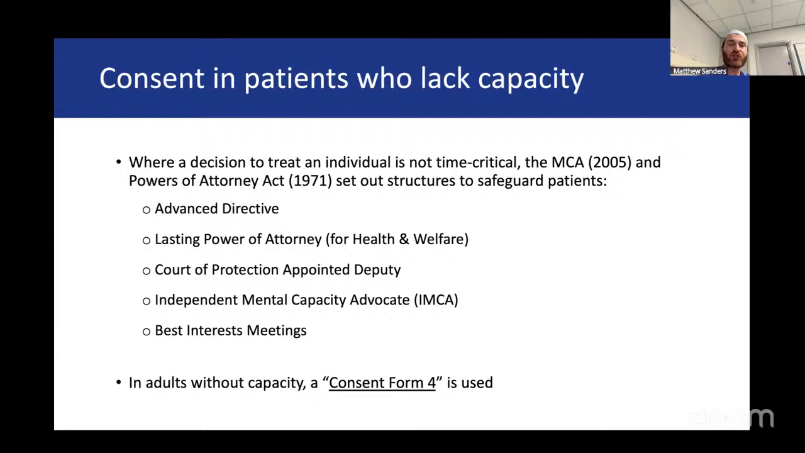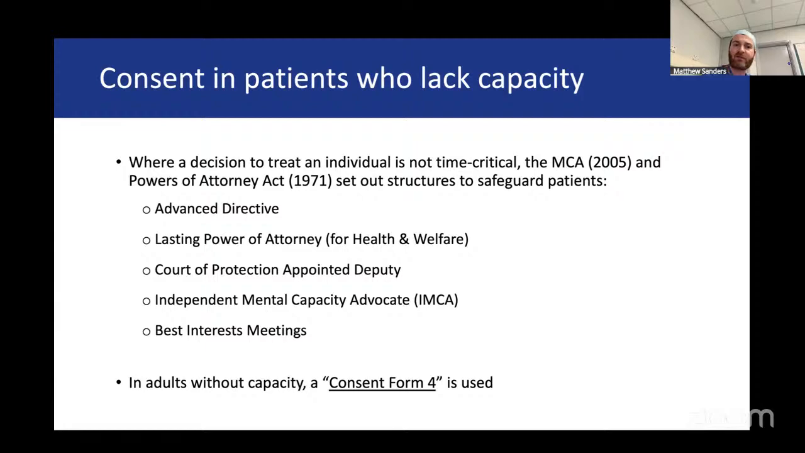So where a decision to treat an individual isn't time critical, the Mental Capacity Act and the Powers of Attorney Act do set out legislative structures to help safeguard patients. So in the UK, a patient can have a legally binding document, formerly known as a living will, now known as an advance directive, where they can set out what their wishes would be in the case of them losing capacity. This may be, for example, an individual would not wish to have prolonged intubation if they were in a permanent vegetative state. This is a legal document and must be respected by the clinicians.